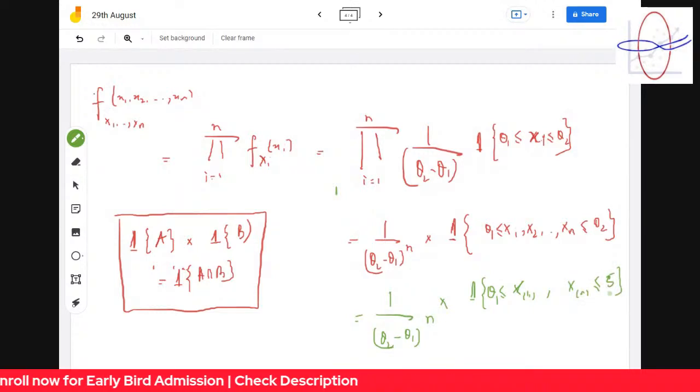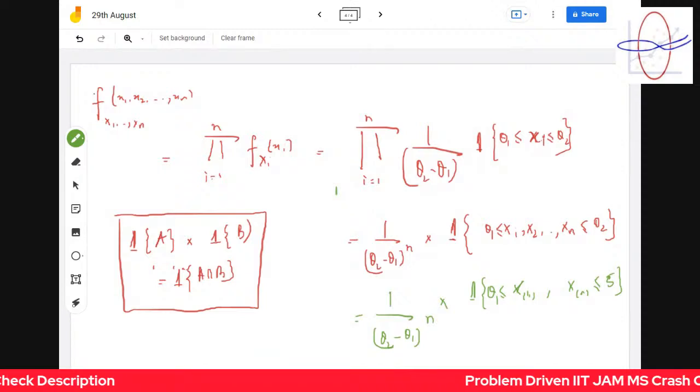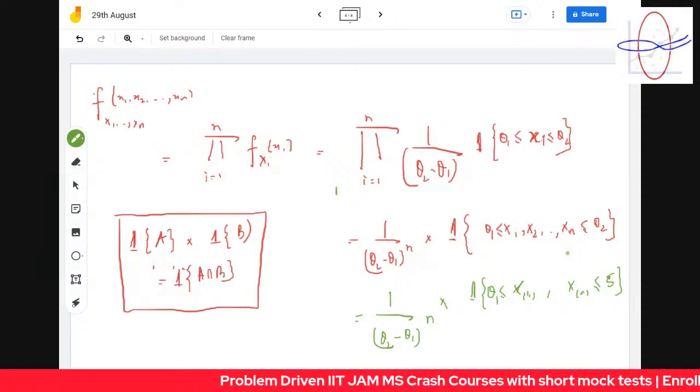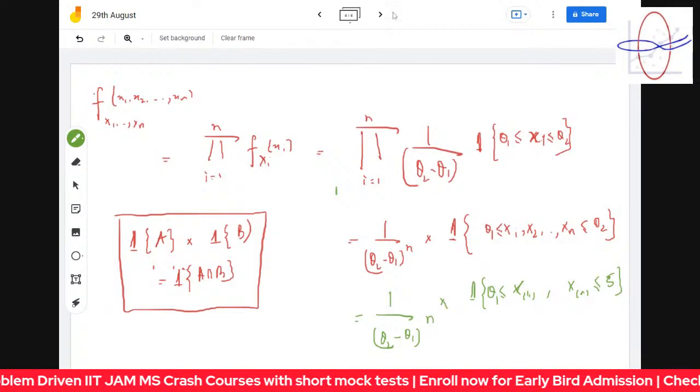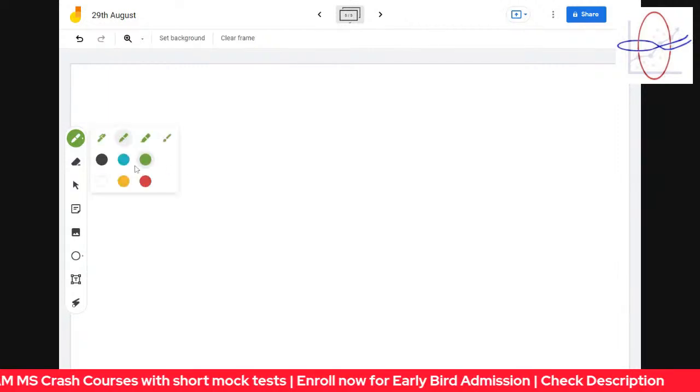It's like telling the set of numbers lies between 3 and 5 means the minimum is greater than or equal to 3 and the maximum is less than or equal to 5. That's an equivalent statement. That's why I write in terms of this, right? So we have written the joint distribution. Let's write the joint distribution very clearly.